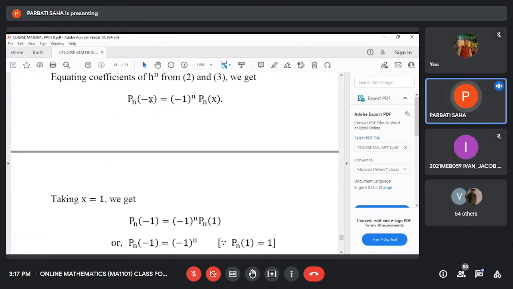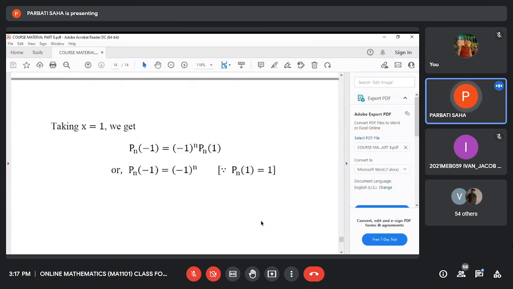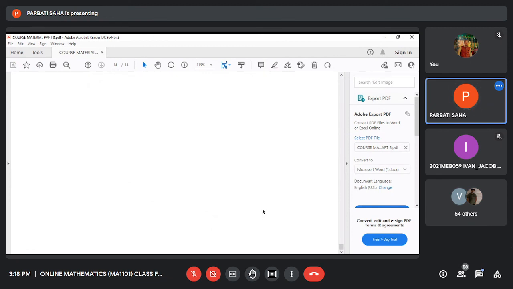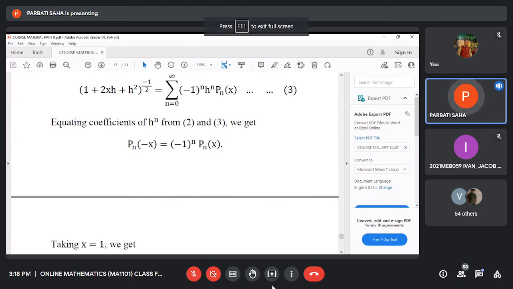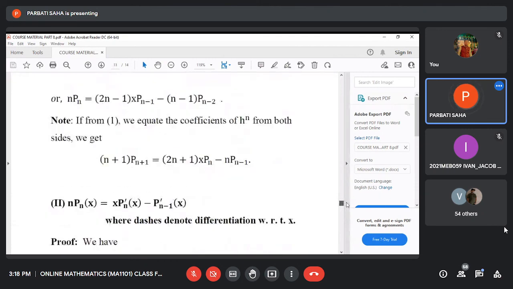And if it is x equals 1, because we have to prove P_n(-1), so put x equals 1, and then you will obtain this. Some algebraic calculations are there. I will send it, and please check the steps thoroughly, whether there is any typographical error or not. Okay, thank you.